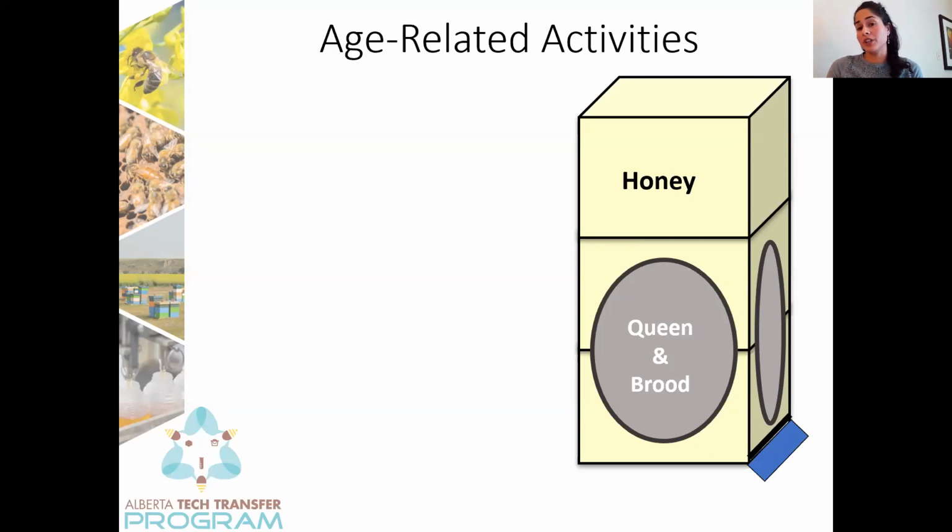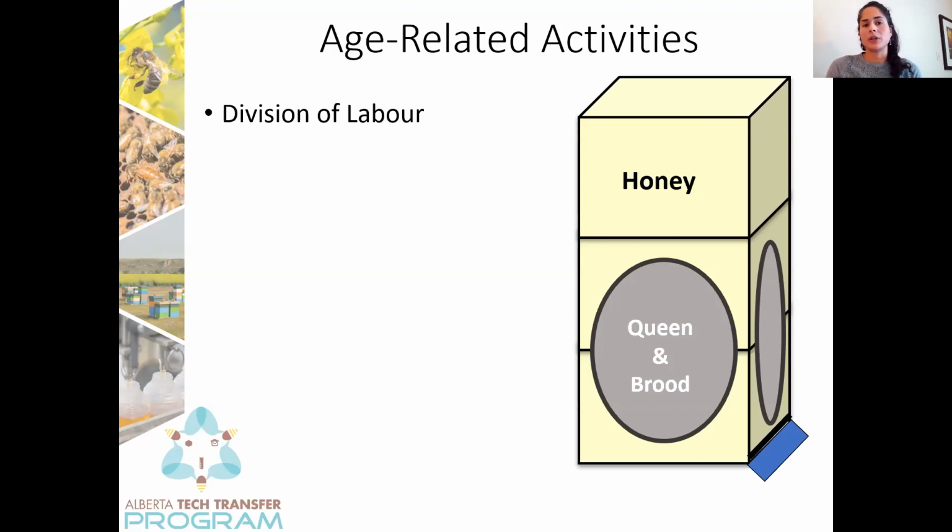And that's quite convenient for beekeepers, right? Because if they need more space, or if you want honey, it's right on top, so you don't have to go too much into the brood nest and just disturb the colony. So bees are very organized in that way.